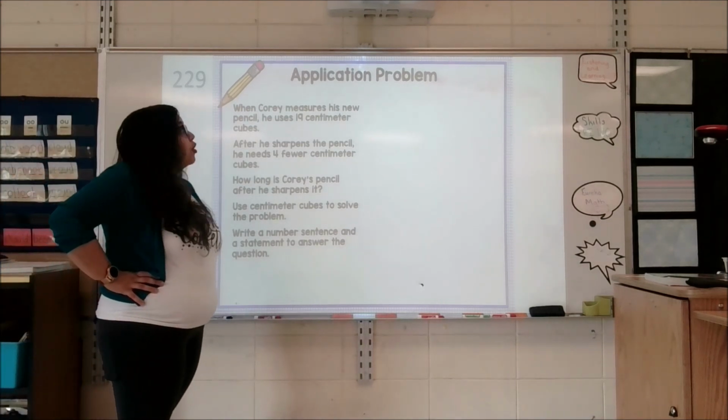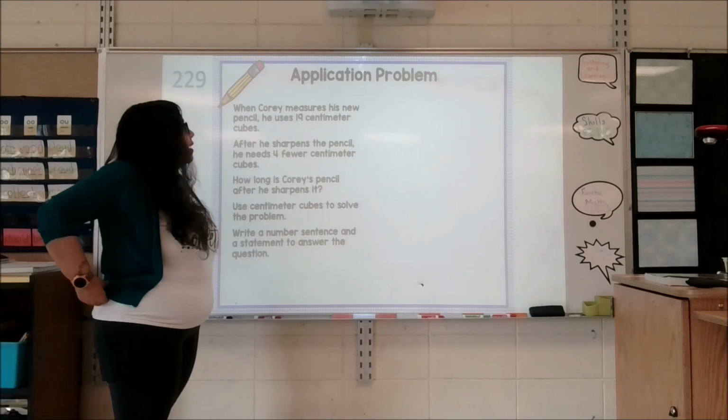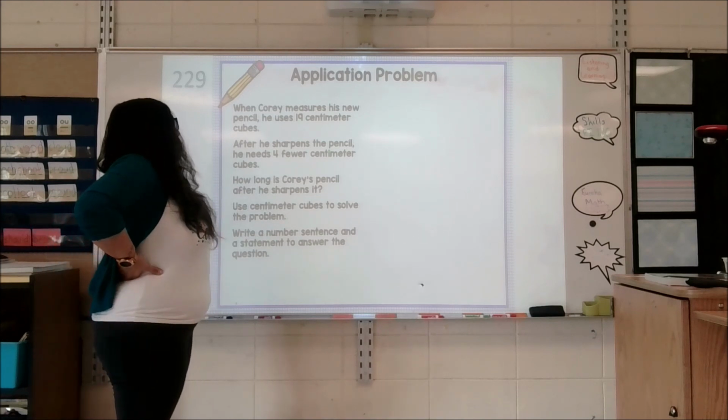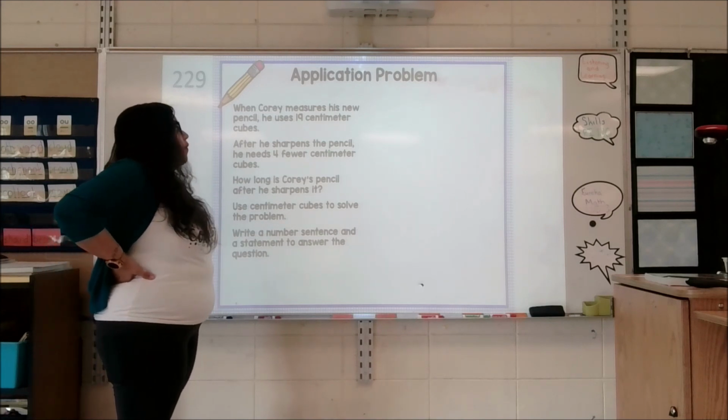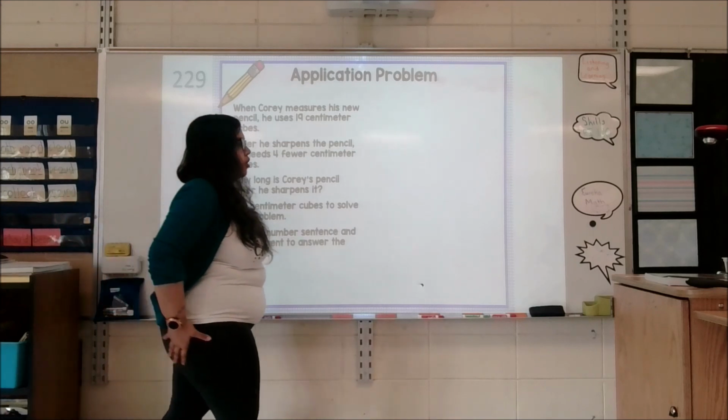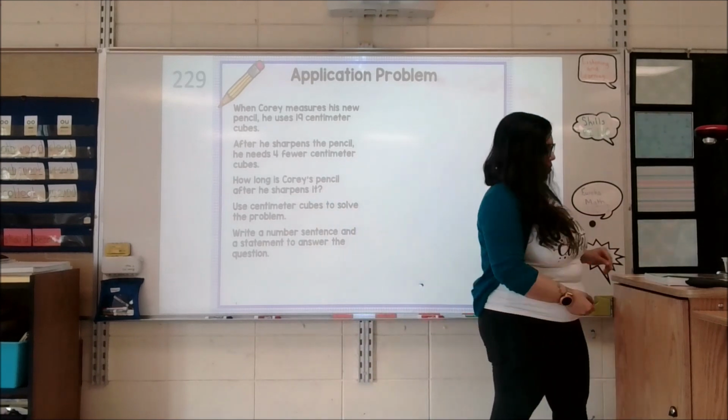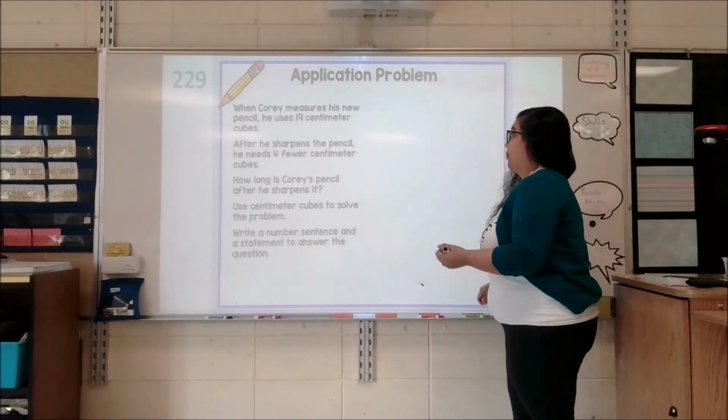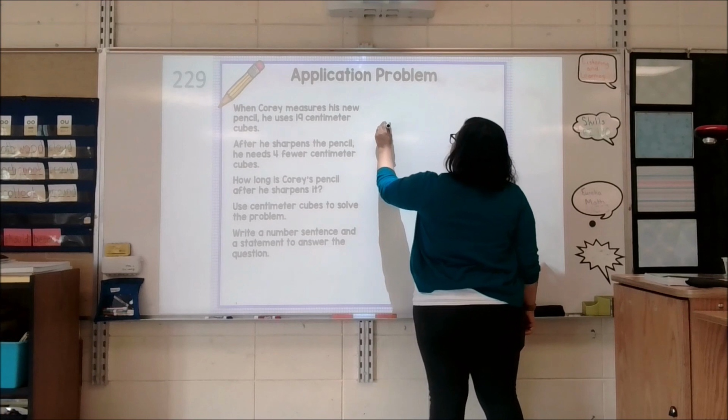Okay, so again, when Corey measures his new pencil, he uses 19 centimeter cubes. After he sharpens the pencils, he needs 4 fewer centimeter cubes. How long is Corey's pencil after he sharpens it? Okay, so this is what I want us to do. I want us to draw a pencil. Let's draw him a pencil. I want you to see this.